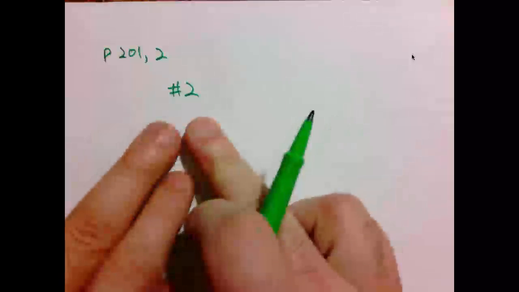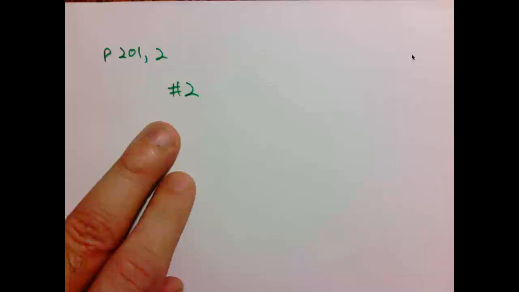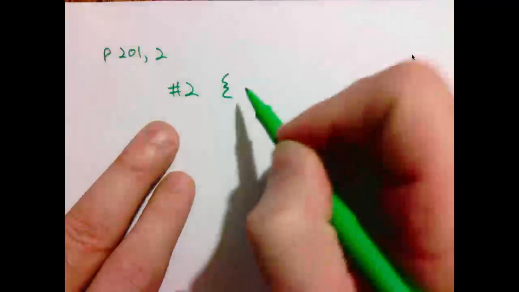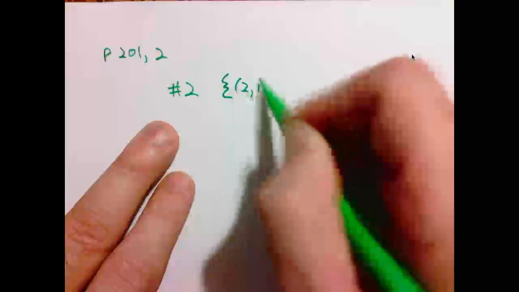Alright, continuing on our assignment, we are now looking at page 201 and 202. We will first look at problem number 2. You don't have to do problem number 2, but the odd problems that you do have to do will be very similar. Problem number 2 states, for each of the relations, give the domain and range and indicate whether it is a function.